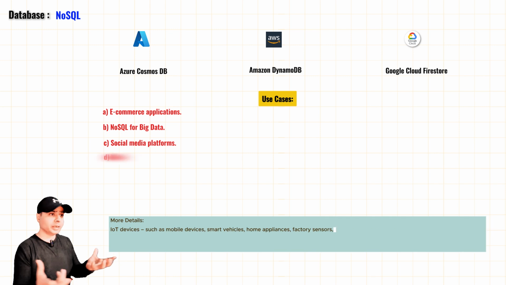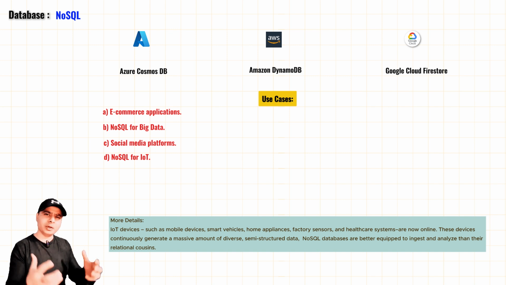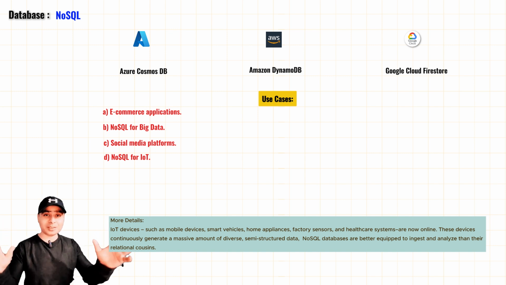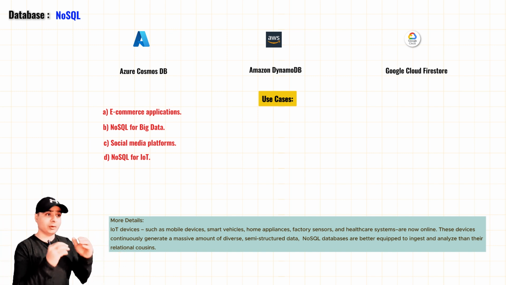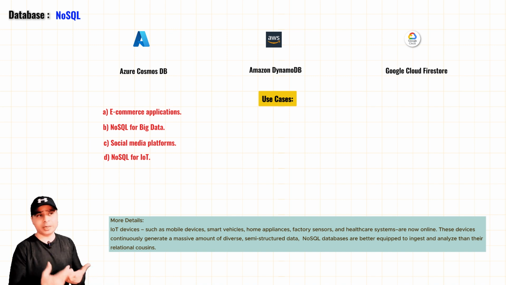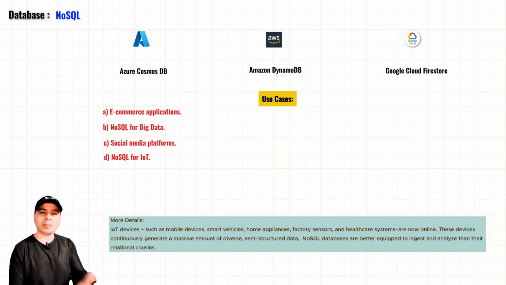Then NoSQL databases, my friends, are an absolute darling for IoT applications. So there are billions of IoT devices these days. It could be your mobile devices, smart vehicles, home appliances, factory sensors, healthcare products or systems. All these devices are producing tons of data every day, every moment. And this data, of course, as I said, is very diverse and semi-structured, and NoSQL databases are a perfect choice.